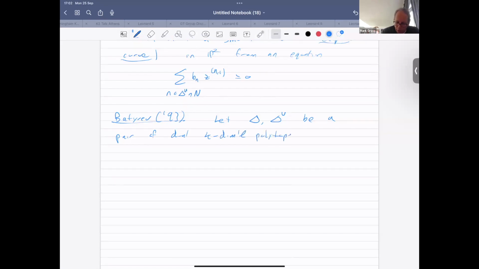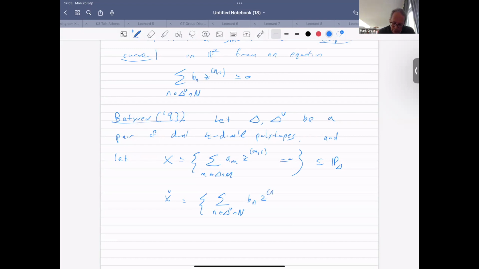His result is really much more general, but it makes me able to sort of state things precisely. And let X be a general hypersurface. So I have the sum over m in delta intersect M, a_m z^m, equals 0. So I take such a hypersurface in P_delta, and X check should be equal to the sum over n in delta dual intersect N, b_n z^n equals 0. And that lives in P_delta dual.